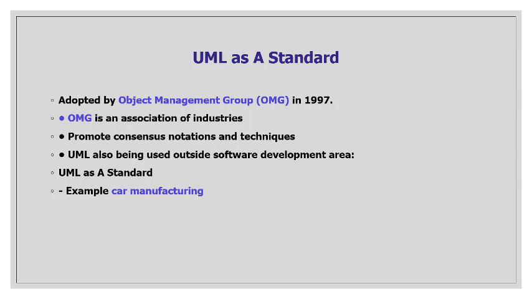So the Object Management Group is an association of industries. They promote concepts, notations, and techniques. UML has also been used outside of software development areas, as in car manufacturing.